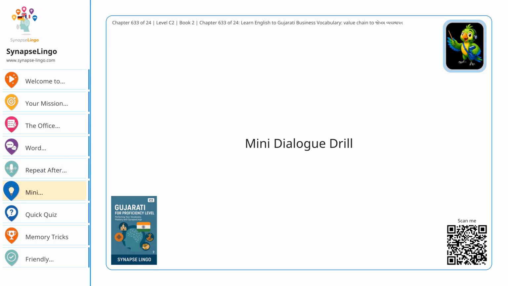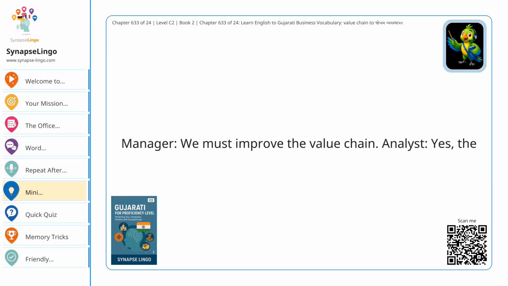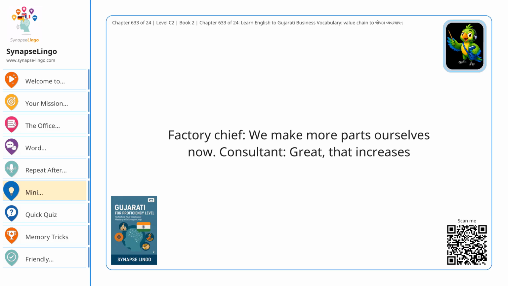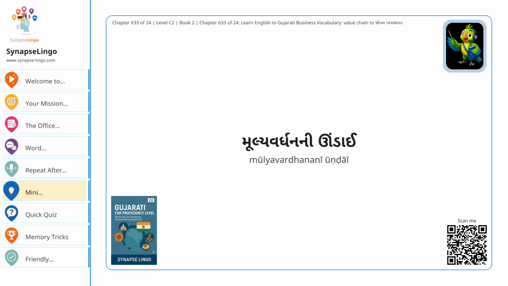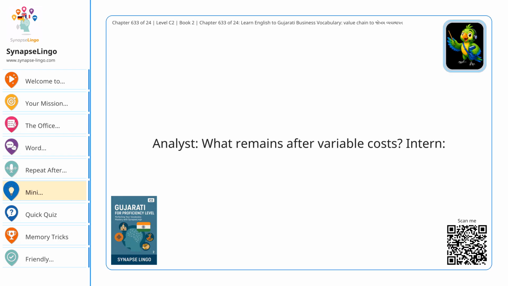Mini dialogue drill. Here comes a quick dialogue. Listen for the English word and the Gujarati match. Manager: We must improve the value chain. Analyst: Yes, the મૂલ્ય શૃંખલા has weak links. Factory chief: We make more parts ourselves now. Consultant: Great, that increases મૂલ્યવર્ધનની ઊંડાઈ. CFO: Where should the money go next year? Board member: That is a question of મૂડી ફાળવણી.